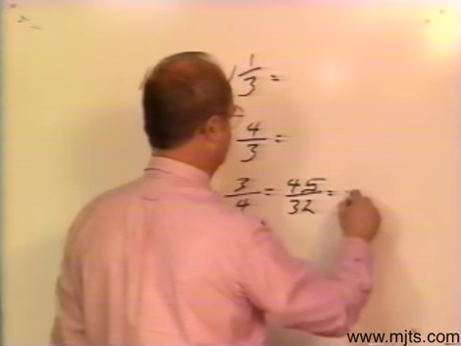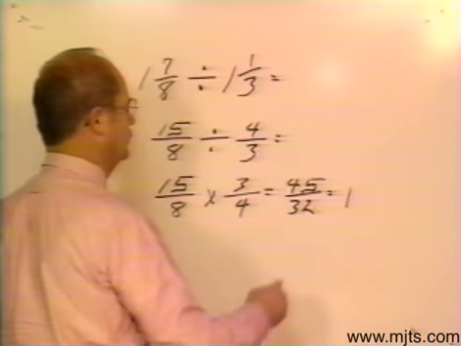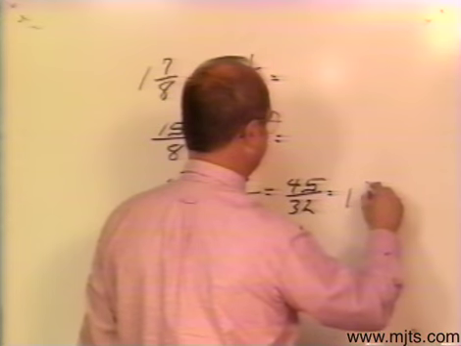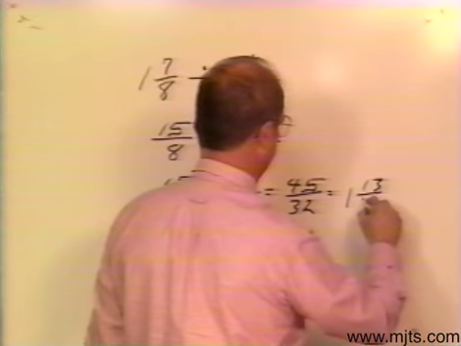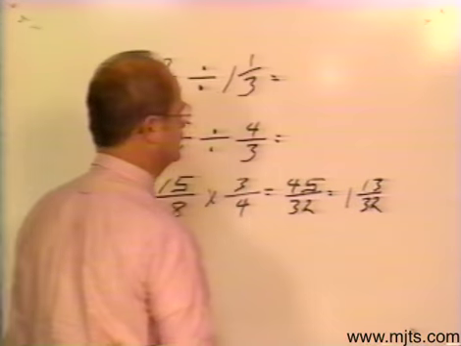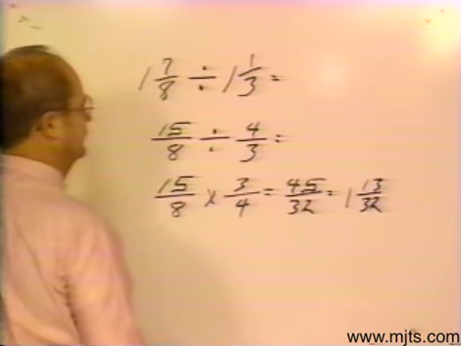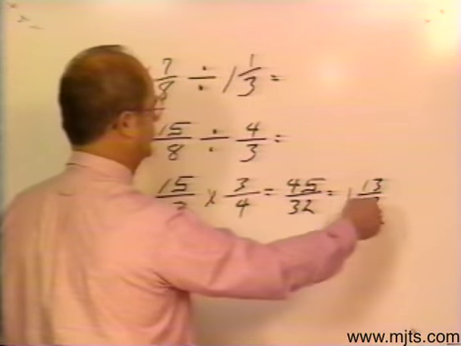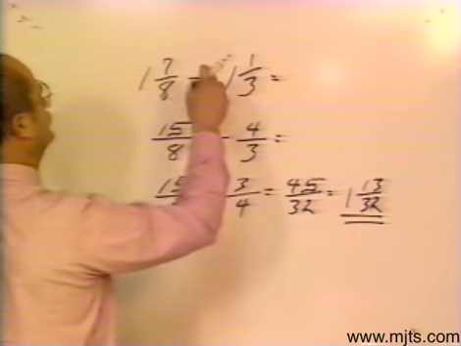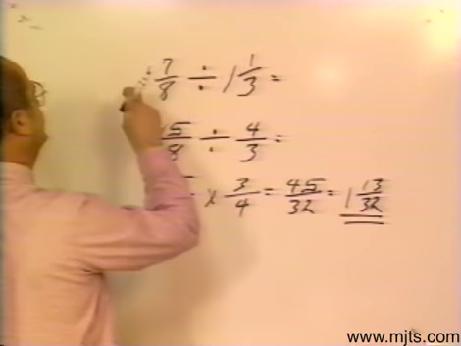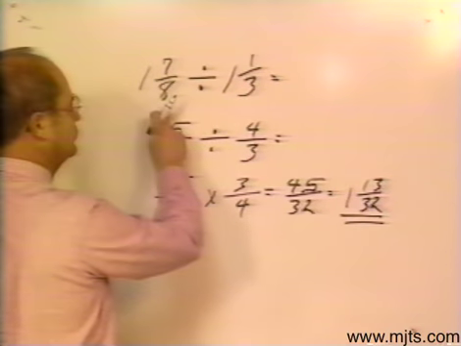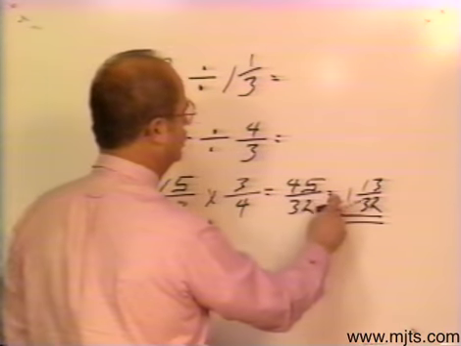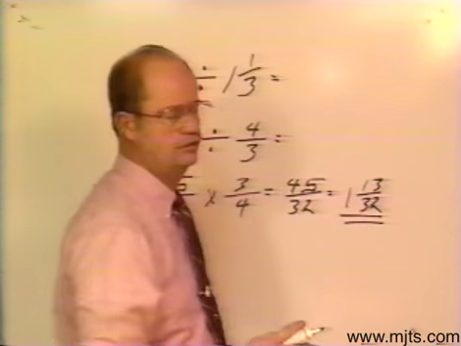32 goes in once with 13 left over, 13/32. Okay. Now, my answer is 1 13/32. That means if I was to divide 1 1/3 into 1 7/8, I would have an answer of 1 13/32.